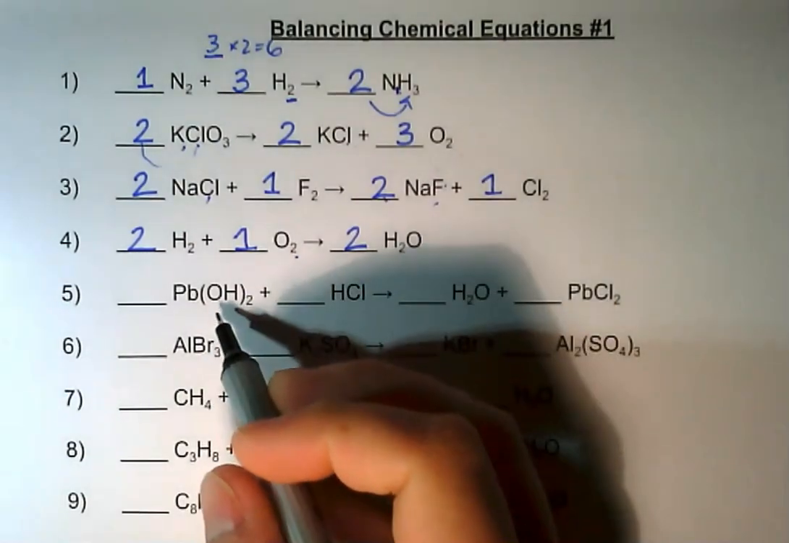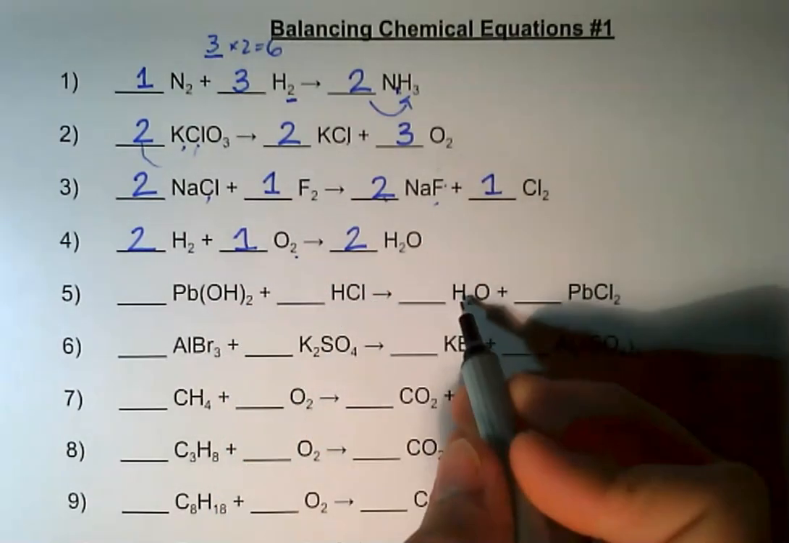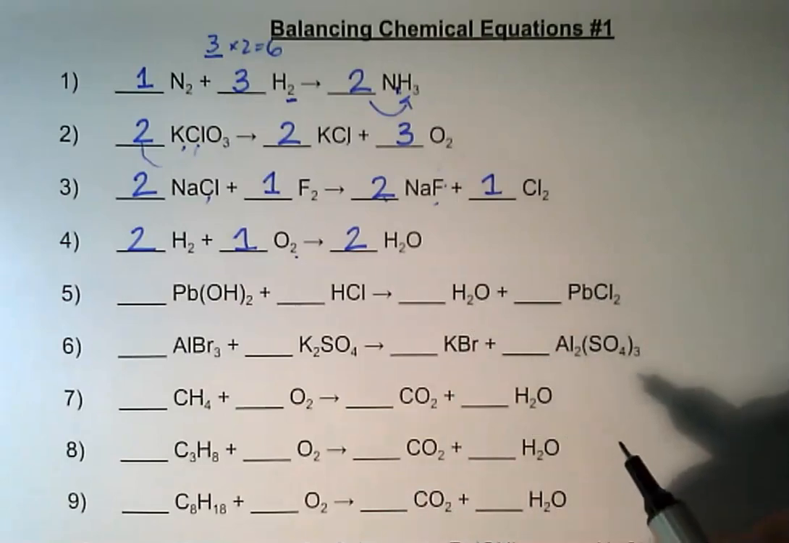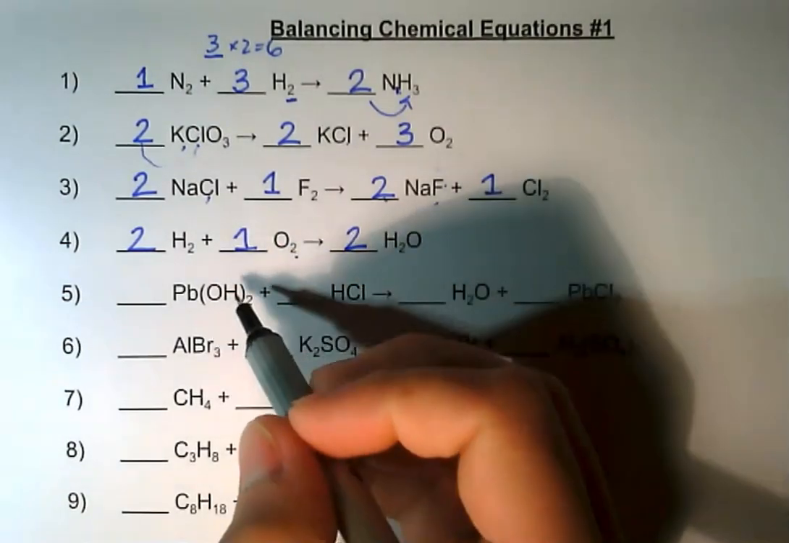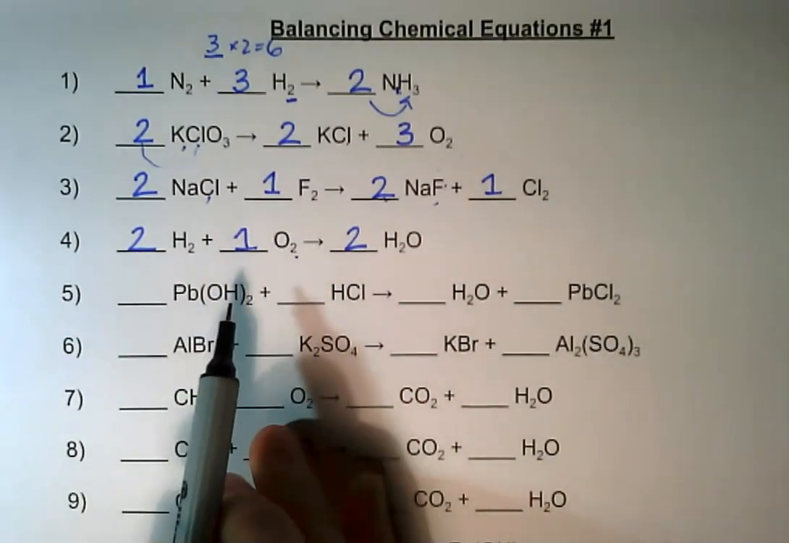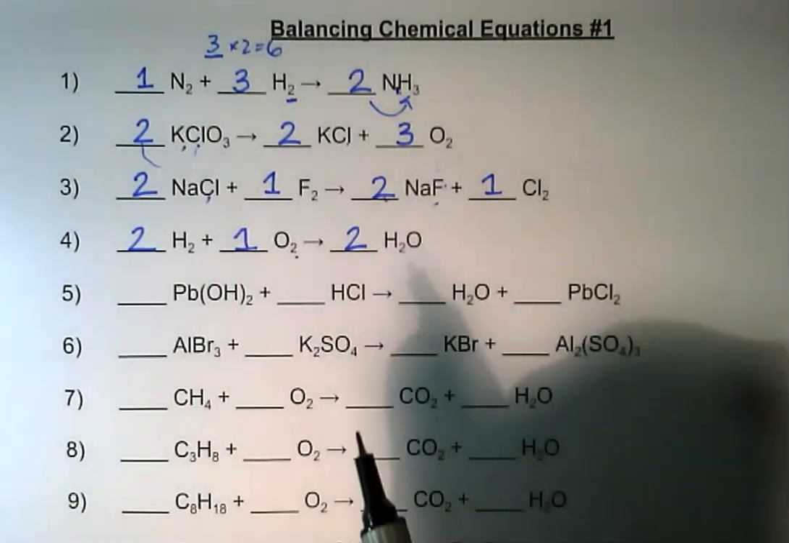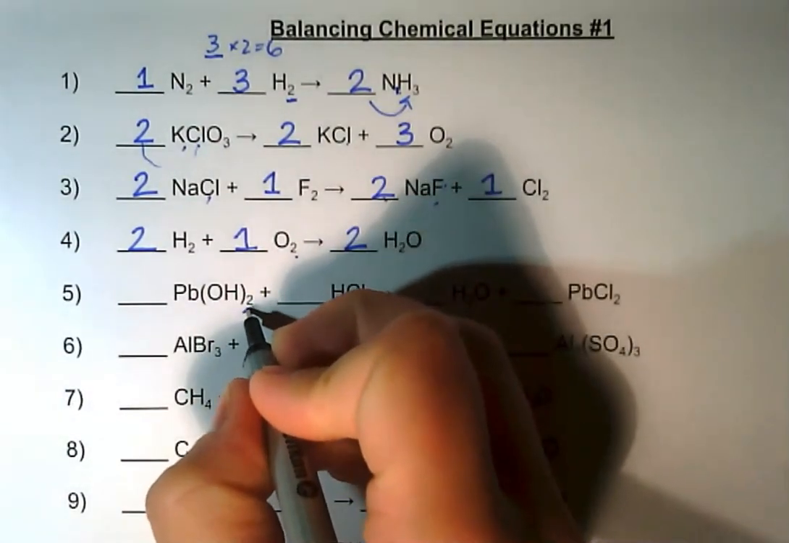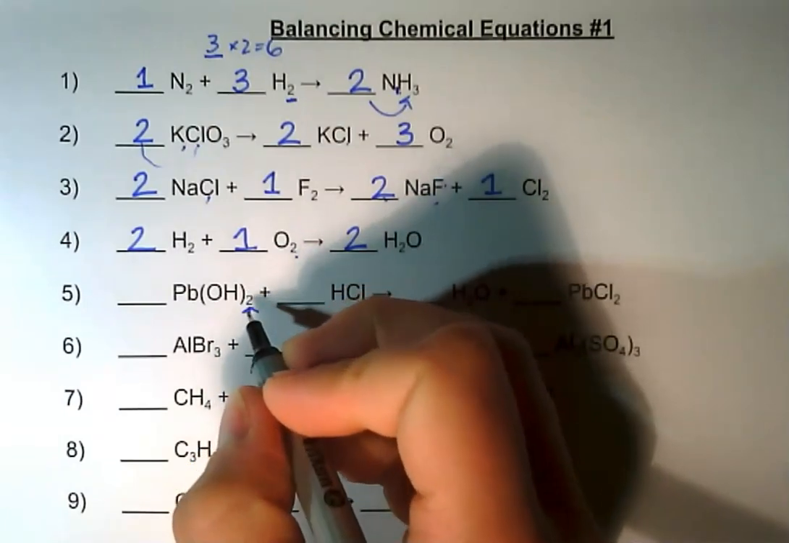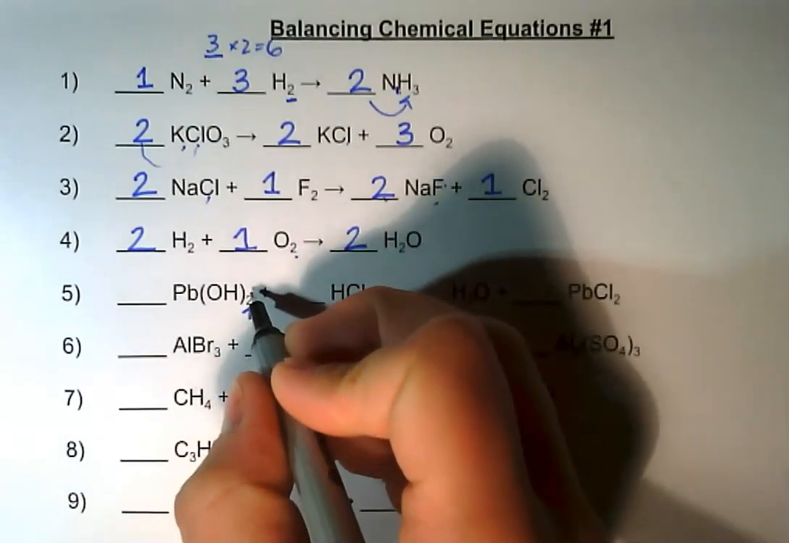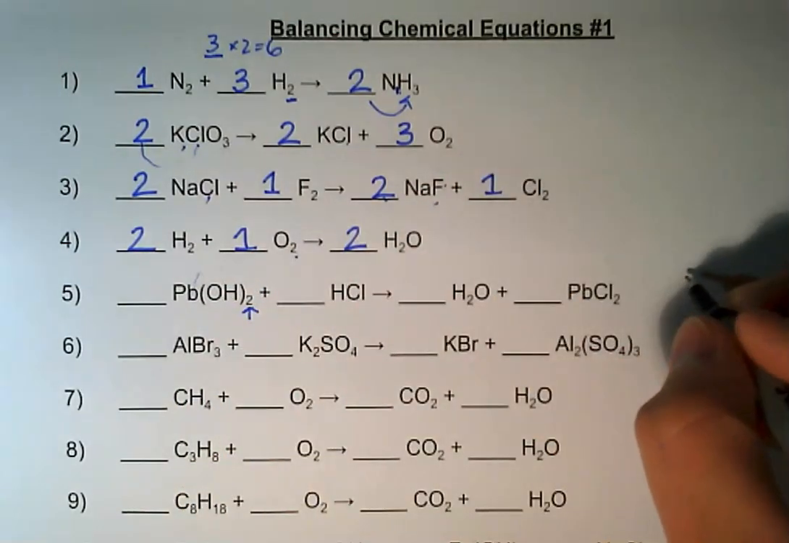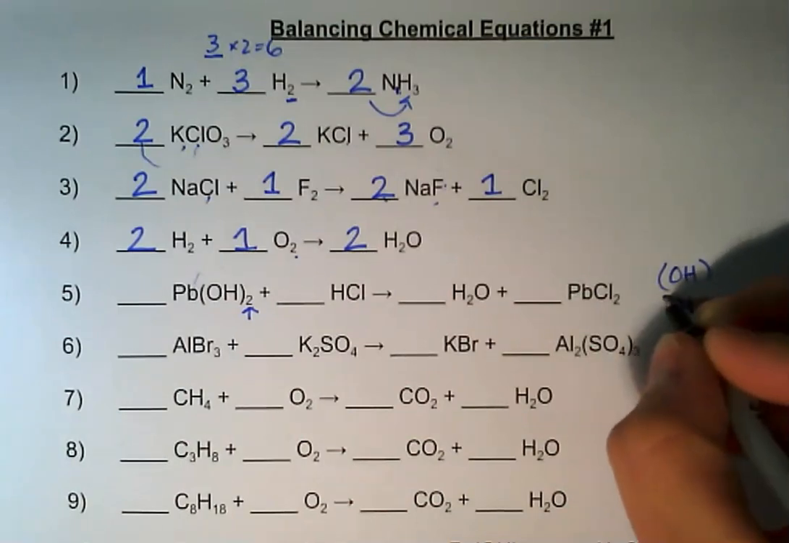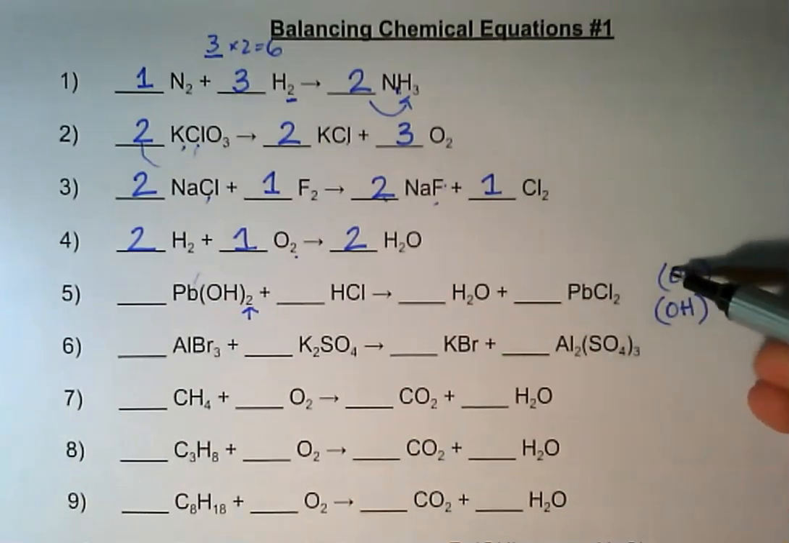Next we have PbOH2 plus HCl gives us H2O plus PbCl2. So the first thing I note here is that I have a polyatomic ion, and I know this because I have something in parentheses. And then how many of that polyatomic do I have? Well, I have 2 of that polyatomic because this subscript 2 is outside the parentheses. So that means I have 2 OHs. So if I were to draw that for you over here, that would mean I have hydroxide 2 times, which gives me 2 oxygens and 2 hydrogens here.